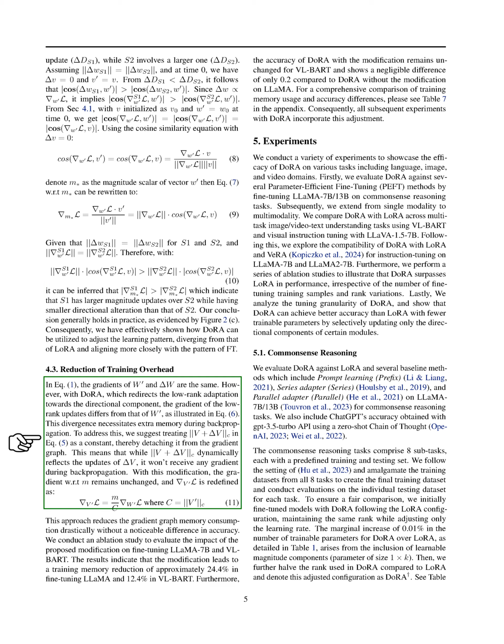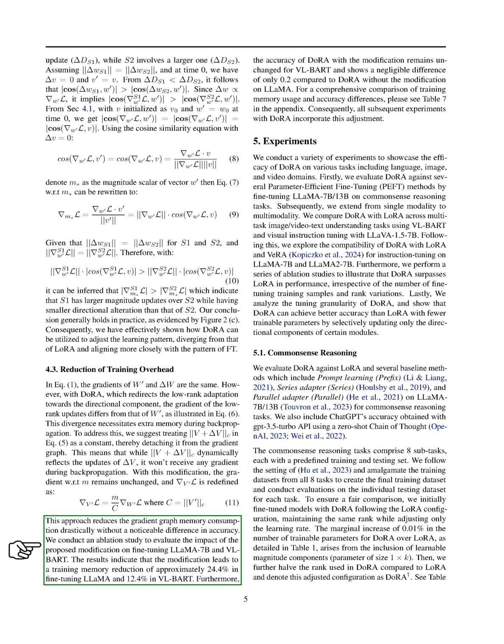Moving on to reducing training overhead, we note that the gradients of W prime and delta W are initially the same. However, with DoRA, which focuses on the directional component of the low-rank updates, the gradient of the low-rank updates is different from that of W prime. To manage this, we propose treating the norm of V plus delta V as a constant during backpropagation. This means it reflects the updates of delta V but does not change during backpropagation. This approach significantly reduces the memory needed for the gradient graph without affecting accuracy much.